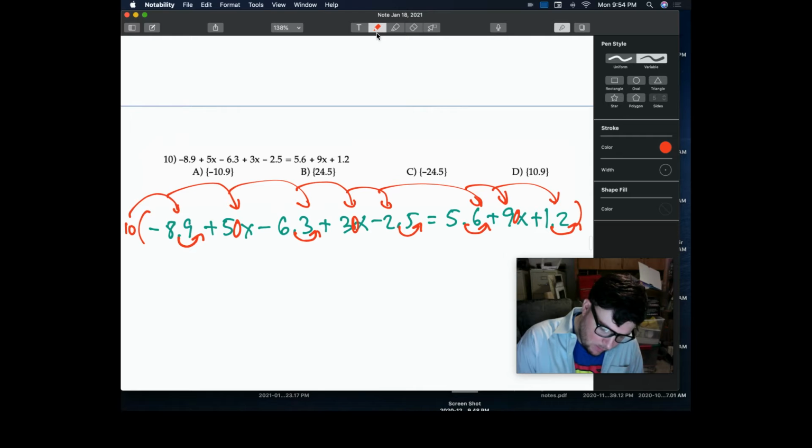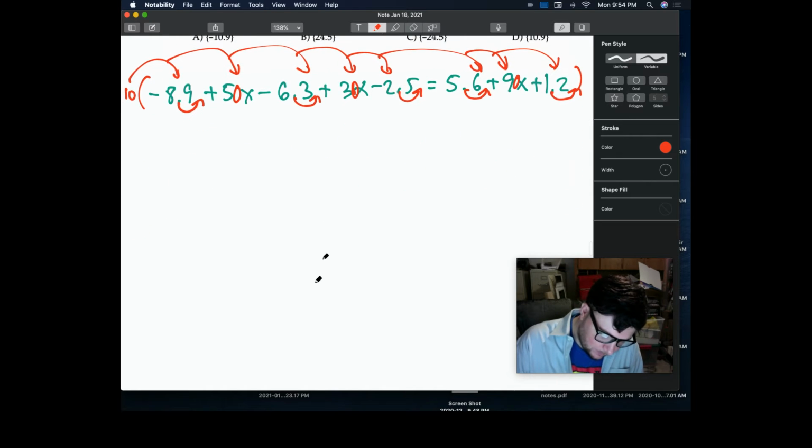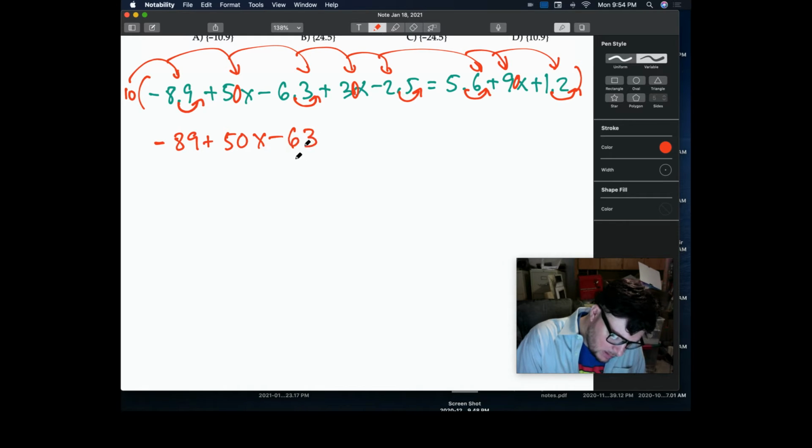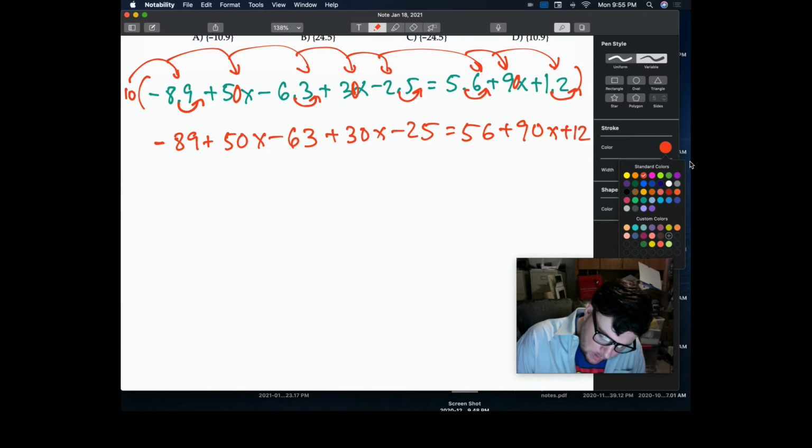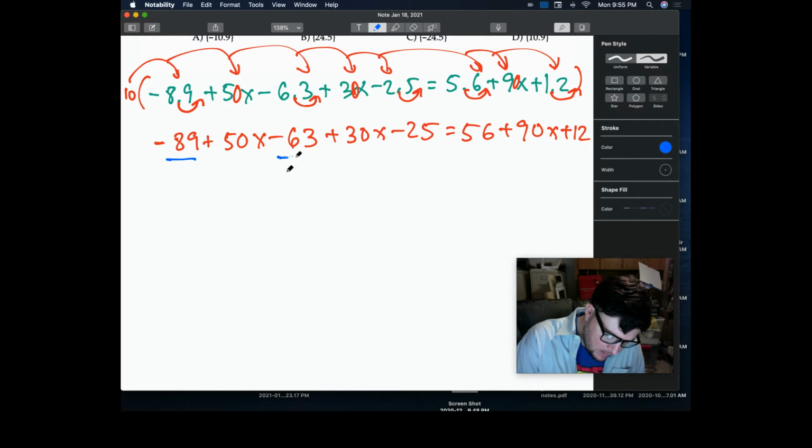So let's rewrite what we're left with. We're left with negative 89 plus 50x minus 63 plus 30x minus 25 equals 56 plus 90x plus 12. Okay, so from here, what we want to do is look at the left side and put together like terms. So we have a negative 89, negative 63, and negative 25. And so we're going to put those together.